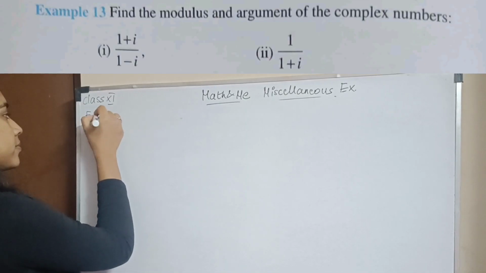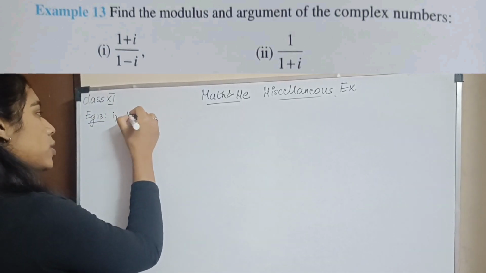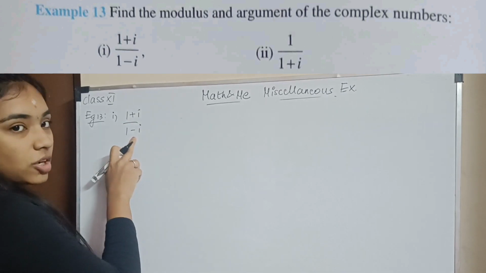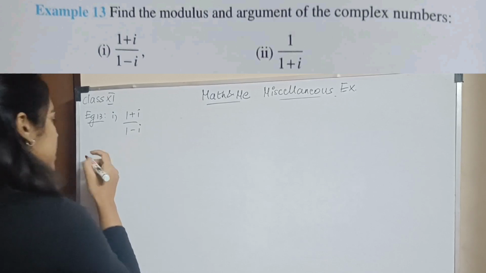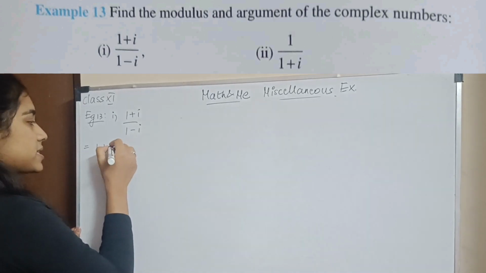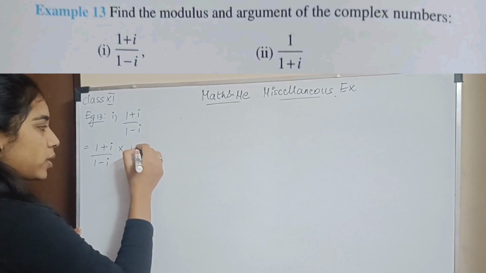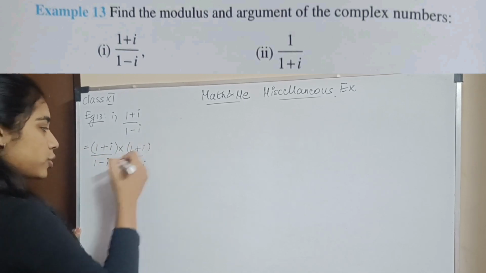Example 13. Find the modulus and the argument of 1 plus i divided by 1 minus i. First, we have to find the conjugate. You have an i in the denominator, which you should not have. So, what can we do? We can find the conjugate. 1 plus i divided by 1 minus i. Multiply and divide by the same term. So, I have 1 plus i divided by 1 plus i. So, we multiplied this. Always put a bracket.